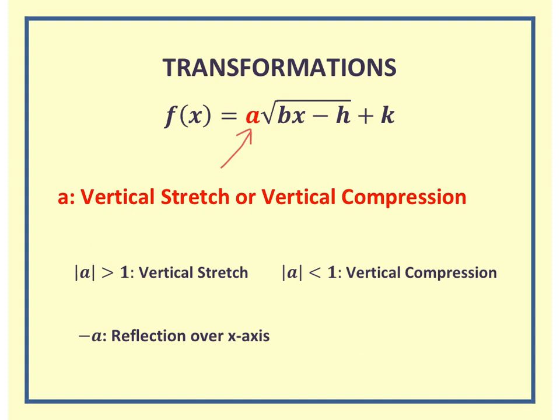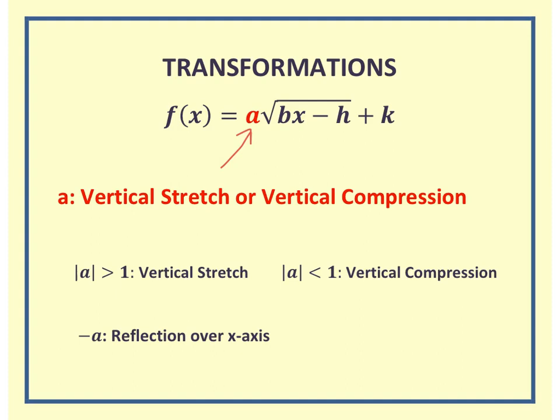A causes a vertical stretch or a vertical compression. Now, we look at the absolute value of a. I don't care if it's a negative. If it's a -5, that means it's a vertical stretch. If it's a -1/5, it's a vertical compression. So the negative doesn't control the stretch or compression. So we're just looking at the absolute value. So just the positive value. Greater than 1 stretch, less than 1 compression.